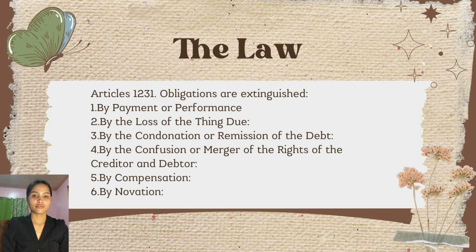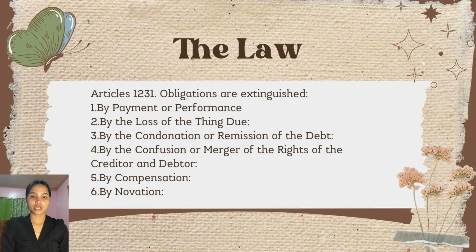Fourth, by the confusion or merger of the rights of the creditor and debtor. When the rights of the creditor and debtor are combined or merged in the same person, the obligation is extinguished. This typically occurs in situations where the creditor and debtor become the same legal entity.